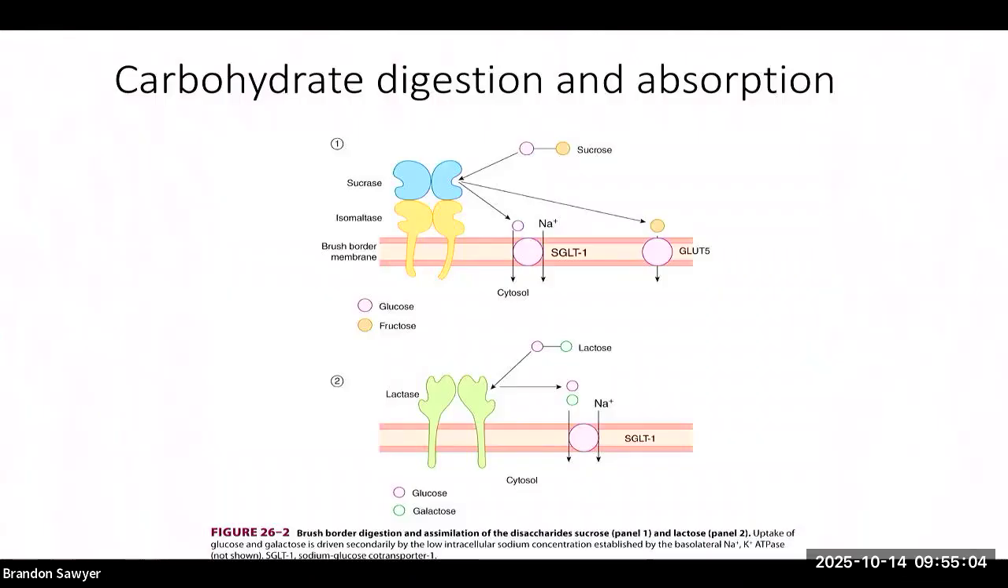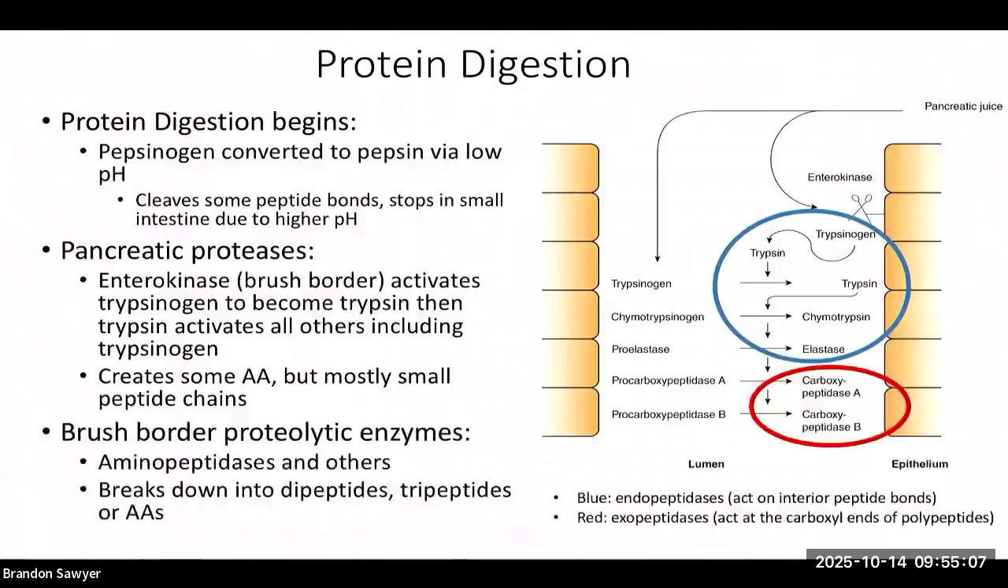Okay, all right. So that's it for carbohydrates. Let's talk about proteins next. Protein digestion begins in the stomach. Up in the stomach, we've got pepsinogen released, and then it gets converted into its active form, pepsin, because of the low pH. This is going to cleave some peptide bonds.